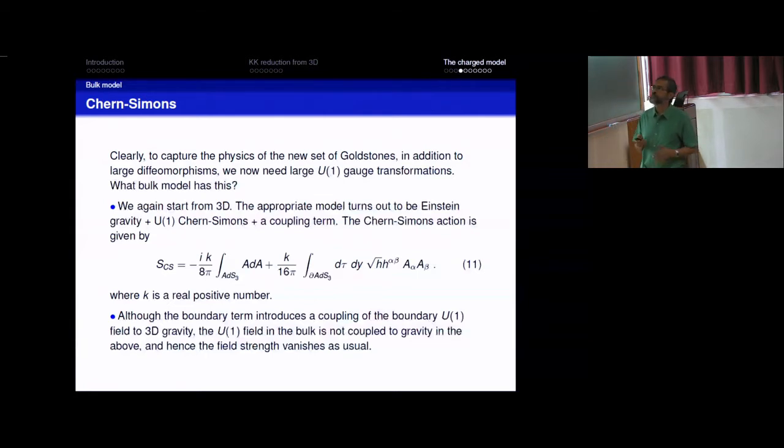Okay, so some gauge field in the bulk. So what bulk model has this? So we again start from 3D. We find that to be rather convenient to do so. So the appropriate model turns out to be Einstein gravity plus U1 Chern-Simons plus a coupling term.